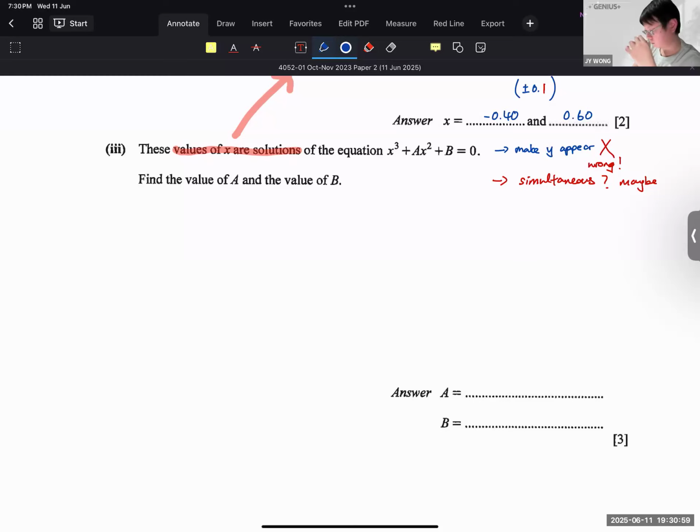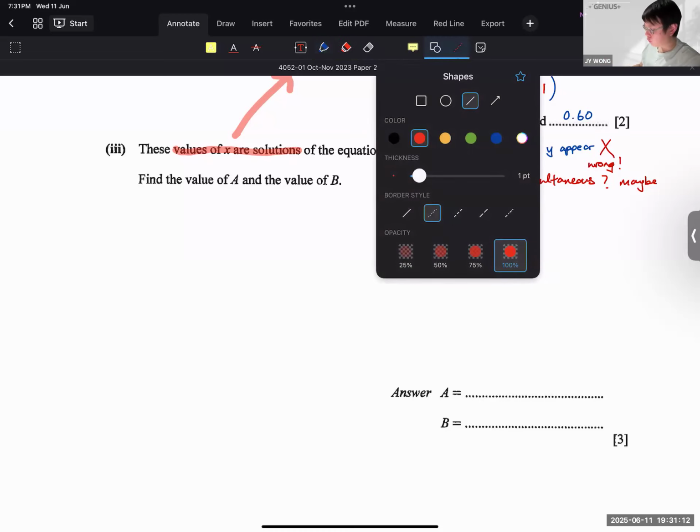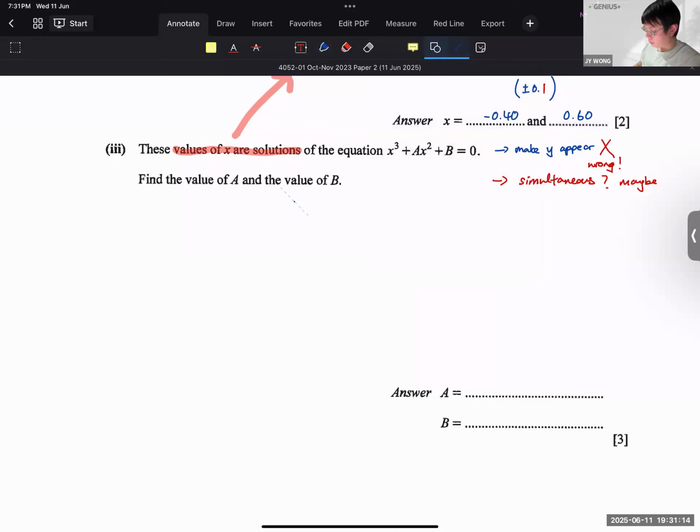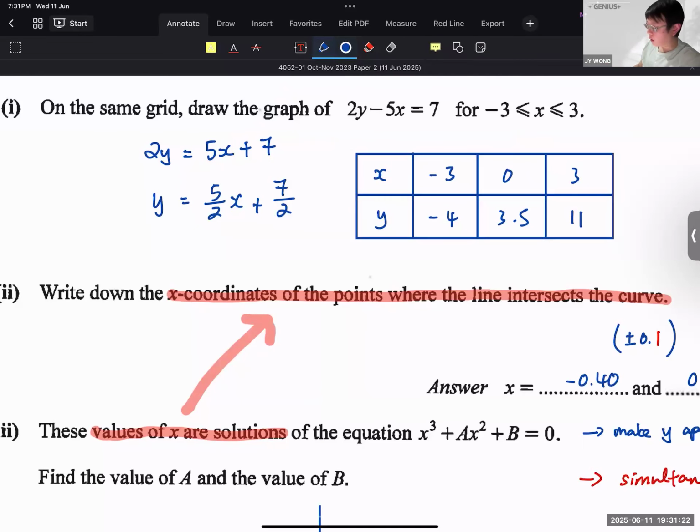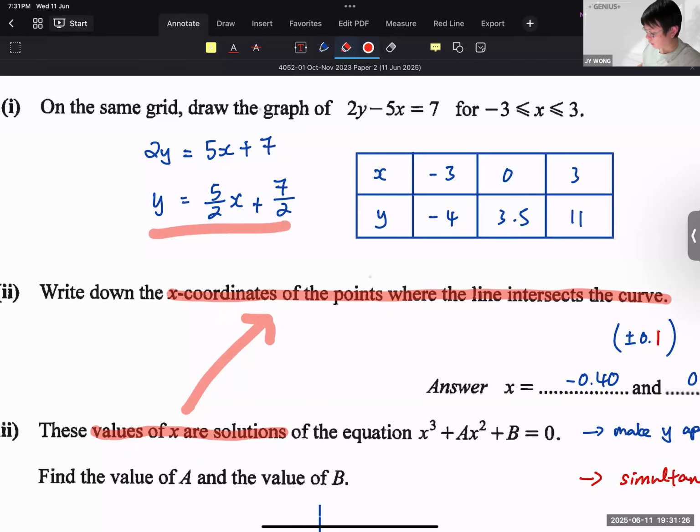So how? If we don't do substitution using the values of x, how then do I find the value of a and b? It is by transforming your equation. But the problem with this is that many students transform the wrong equation. Like I said, we don't want to make x appear. Remember that when two graphs intersect, what do we know about the equation of two graphs? We know that the equation of two graphs are equal.